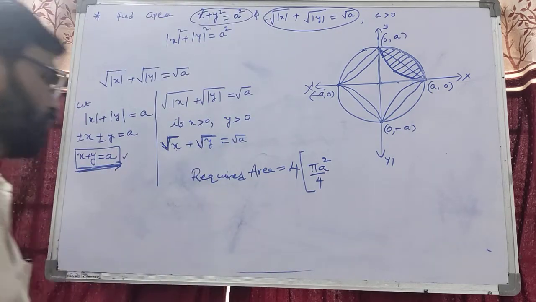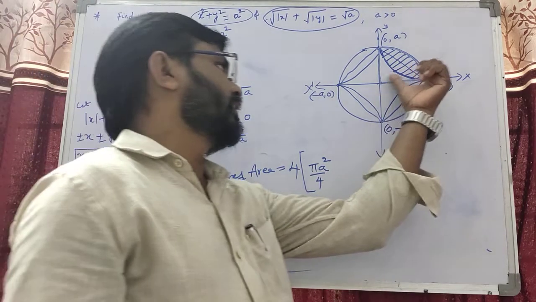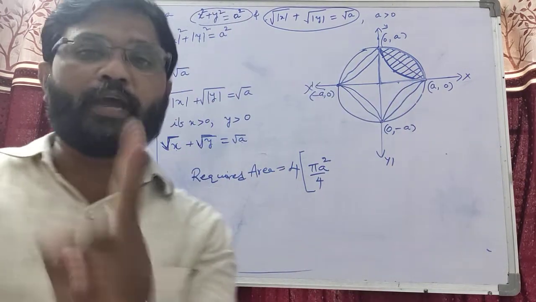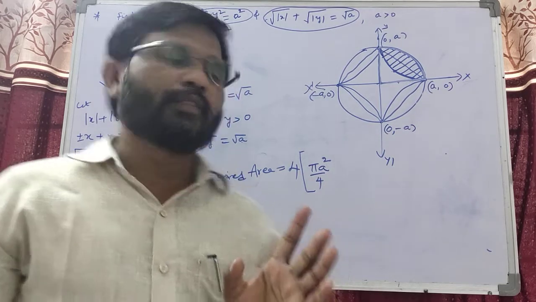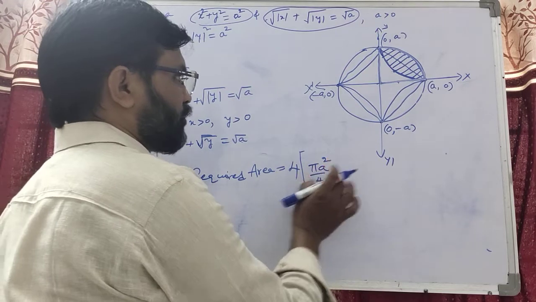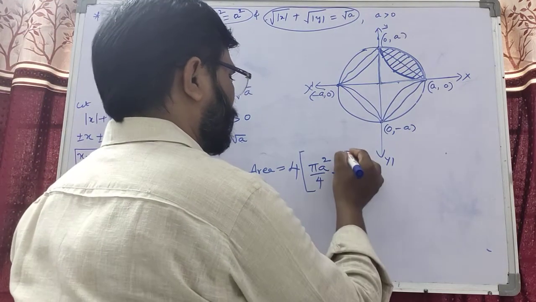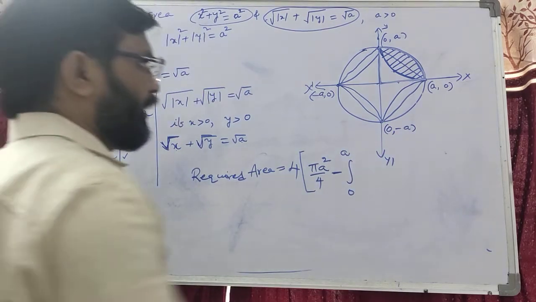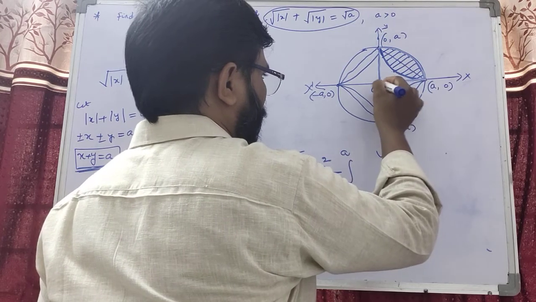Okay, students, how to find it? We have to find the area of the first quadrant. Therefore, the total area is pi r square, and the first quadrant area is pi r square by 4. Therefore, dear students, the area is 4 times the area of the first quadrant of the circle minus the integral from 0 to a. The limits are 0 to a.